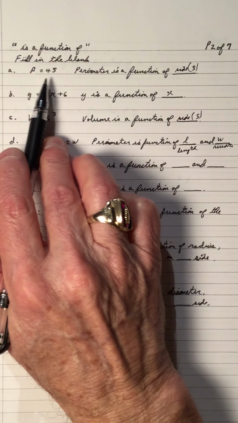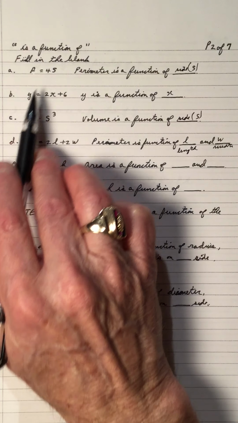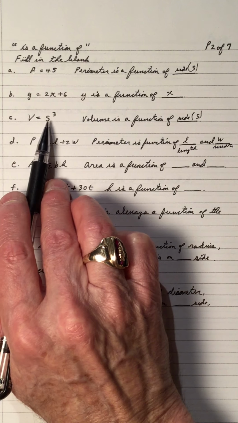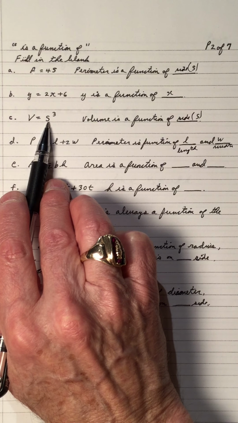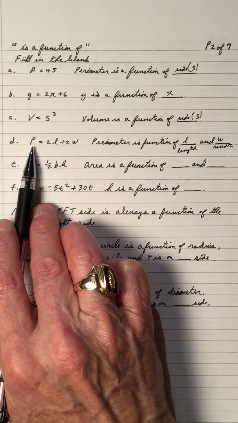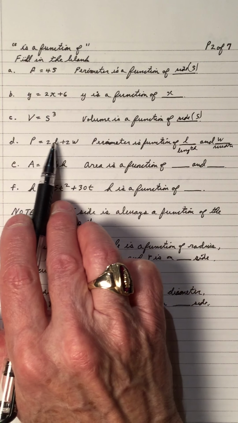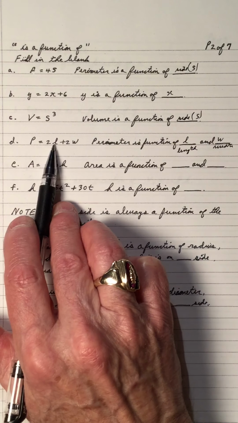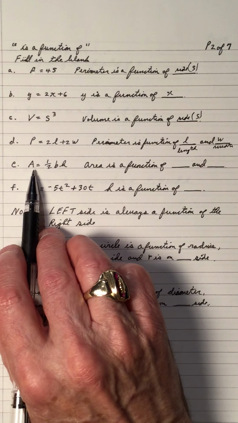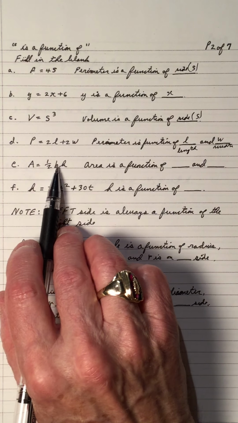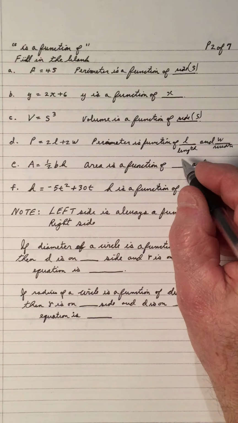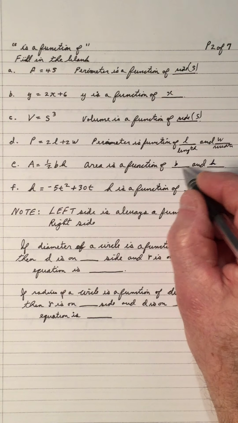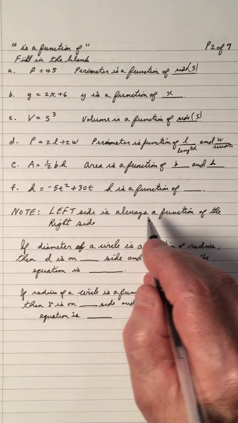Notice up here, P is a function of s, y is a function of x, V is a function of s, so that's just one variable on each side. But here, in order to get the perimeter, I need the length and the width. So the perimeter is a function of both of them. And in E, area is a half the base times the height. Area is a function of the base and the height. I need the base, which is B, and the height in order to get the area.